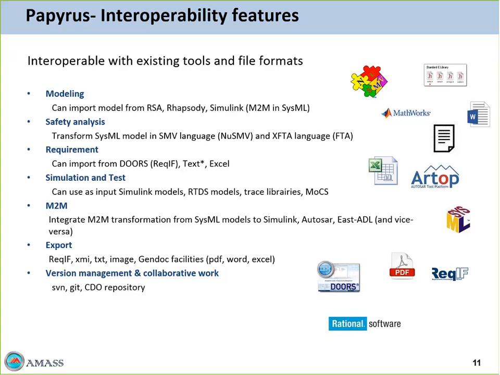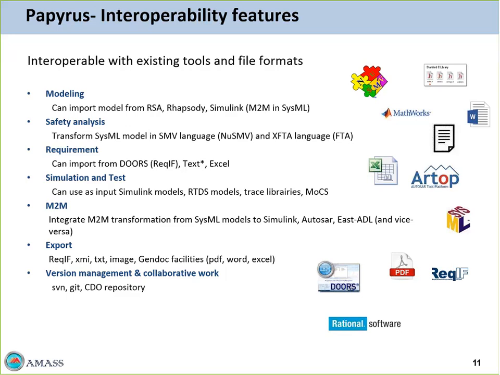On the simulation and testing side, we can use the simulation models, RCDS models, trace libraries, and so on. We also have different capabilities proposed within Papyrus. When we have your UML model, we can make an automatic model to model transformation to have the simulation model that corresponds to this model. We have a gateway with AutoVar, and also the transformation from UML to IFADL. We annotate directly and automatically the UML model with the IFADL concept.